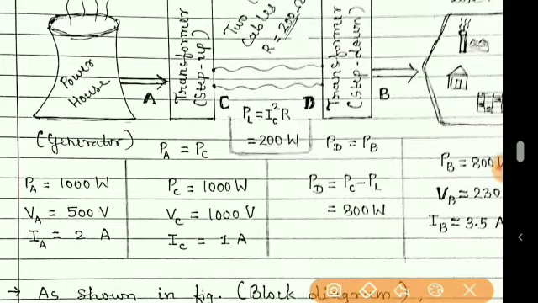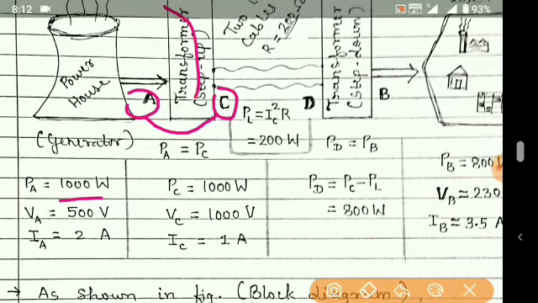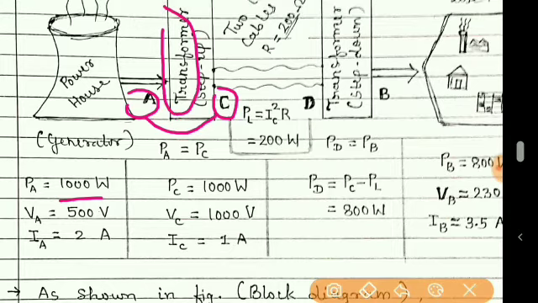Now the power generated of 1000 watt is transmitted to point C with the help of a transformer. Now students, what is the use of a transformer? A transformer can increase or decrease the voltage. So here we are going to increase the voltage, and so here a step up transformer is used.